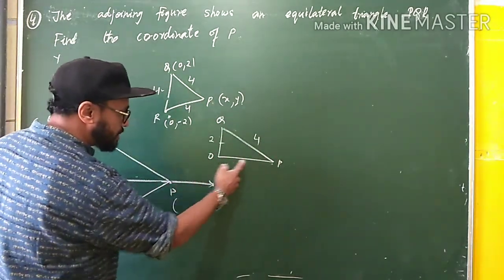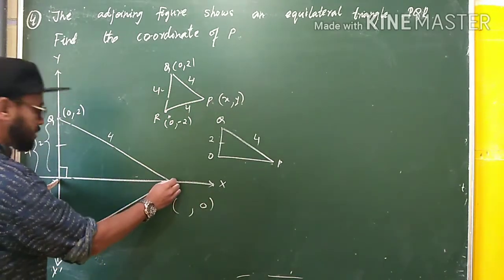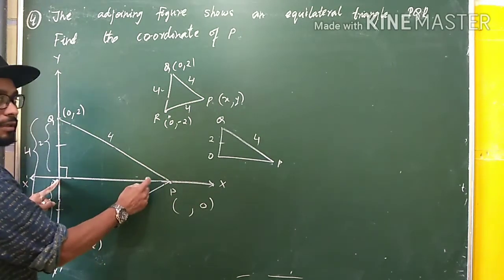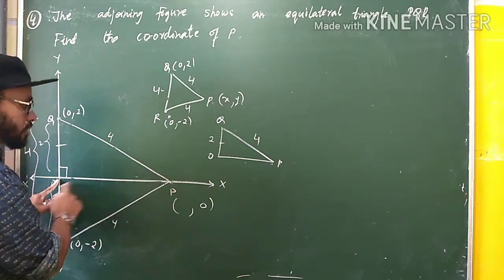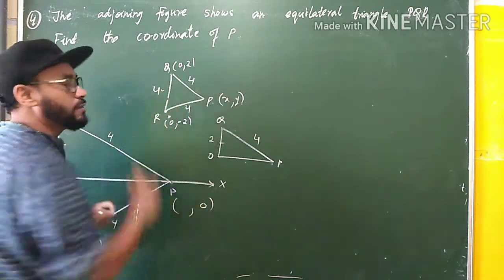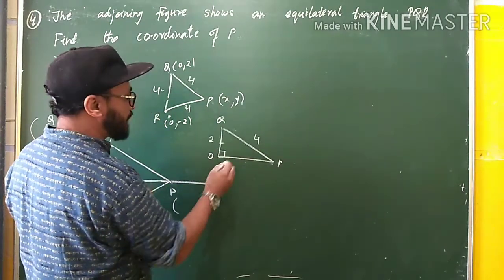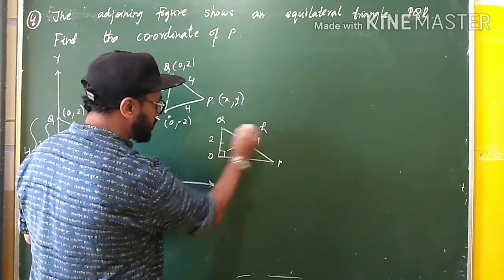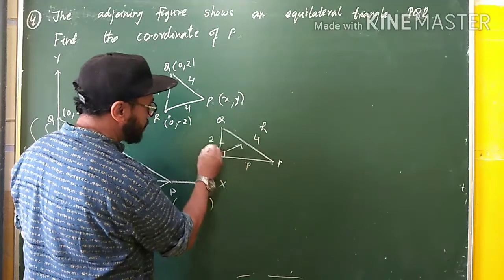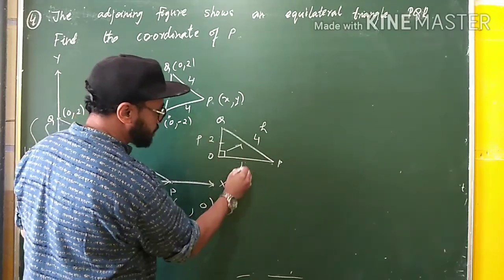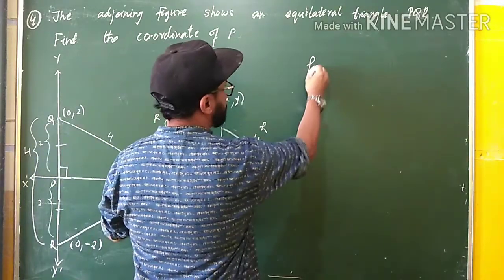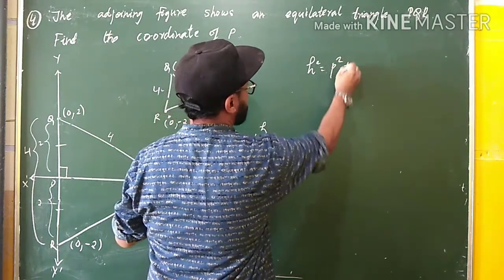Now if you can find this length, then we can say that this P is this unit away from the origin on the x-axis. So that will give you the value of x. Alright? Now we'll find. So again, we can use Pythagoras theorem. This is your hypotenuse. This is your perpendicular, or you can take this as perpendicular, and this is your base. So h squared is equal to p squared plus b squared.